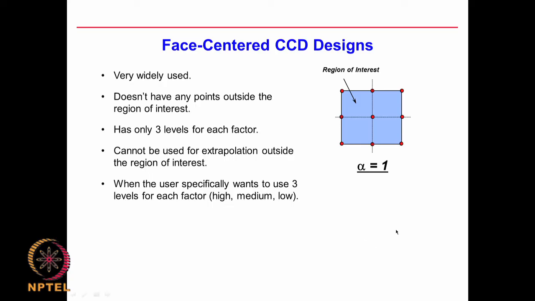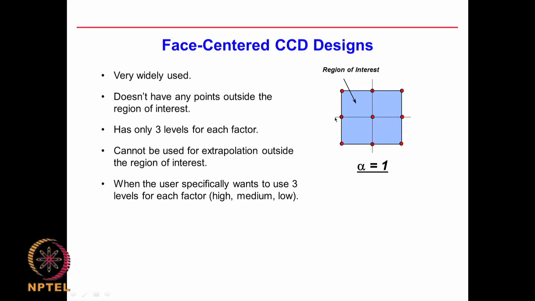Okay, so, if you have say 2 parameters, that is like your square, and if you are doing a CCD, the 4 points in the square, that is the 2 raised to the power 2, the center point, and if the star points are at the edges, so these are the 4, okay, these are called the star points. So, when you are doing high, medium, low, medium is your 0 0, so this is the design.